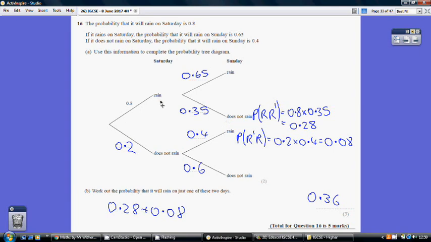Now it's got to rain and then not rain, so we're multiplying these together, giving us 0.28. Similarly, alternatively, it's got to not rain and then rain, so we multiply these together, 0.08. Now the question says work out the probability that it will rain on just one of these 2 days. We don't care how that's come about, whether it's come about through this scenario or this scenario. Now when it's an or, you add them together, so 0.28 add 0.08 is 0.36.